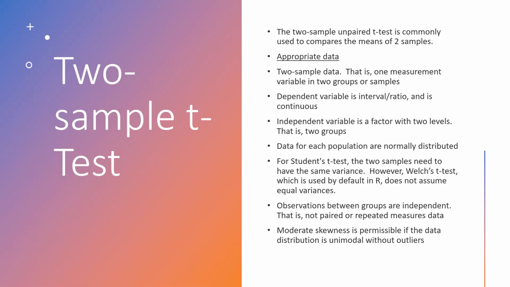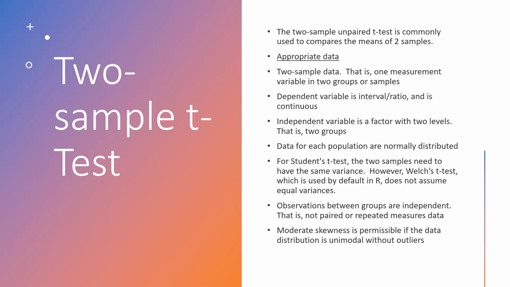Then the dependent variable must be interval or ratio, so it's kind of continuous data. And the independent variable is a factor with two levels. That's what I've been trying to emphasize. It must not be more than two levels. It must just be two groups. Just two groups. Yeah, so when you have two groups, then the method can be applied.